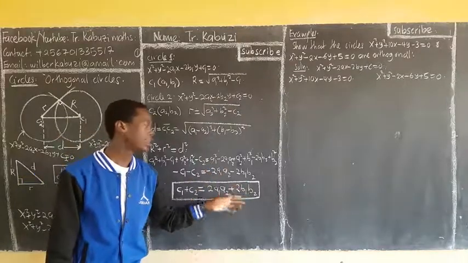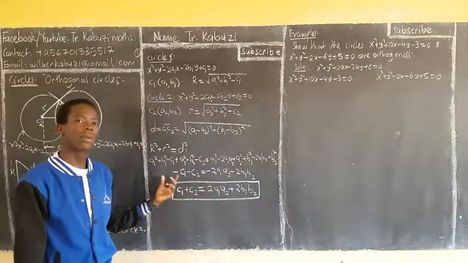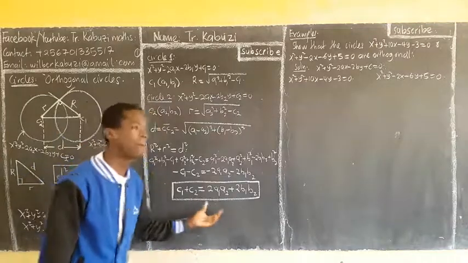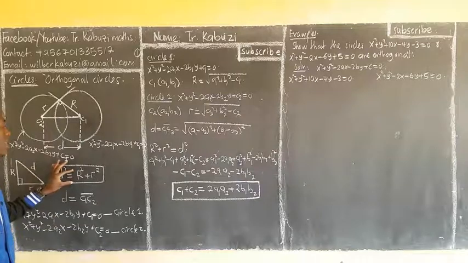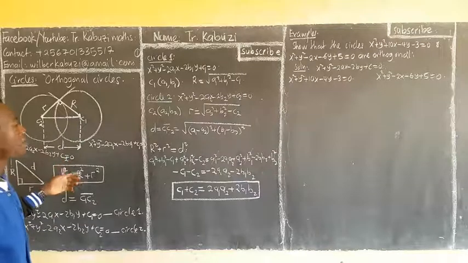And now this is the condition for orthogonal circles, derived from the idea that the distance between their centers squared will be the sum of the squares of the separate radii.